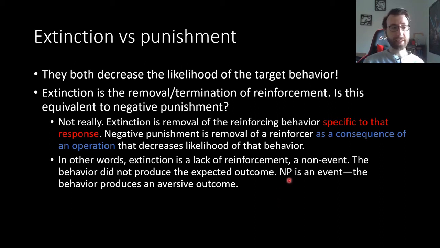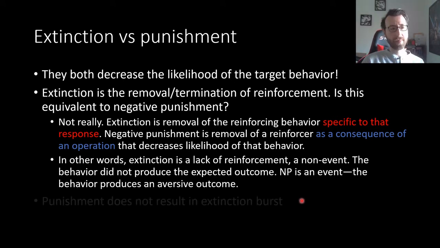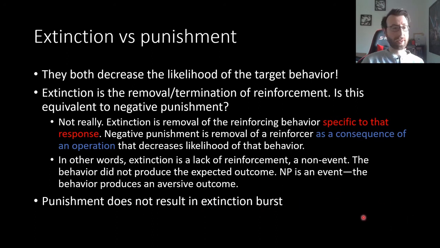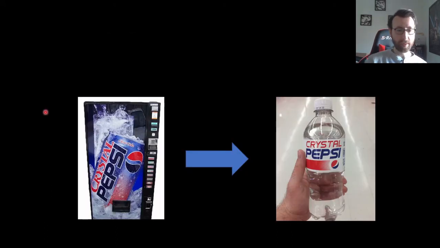Negative punishment is an event. The behavior produces an aversive outcome, right? More specifically, it takes away something that you would want access to or something that you would like to have. So it is an event. It's a consequence that follows a behavior rather than the absence of a reinforcer. I know it seems like a complicated point, but it's important. Critically, punishment does not result in an extinction burst, right? You're unlikely to try the behavior that's being punished with more vigor or try new ways like you would with extinction.